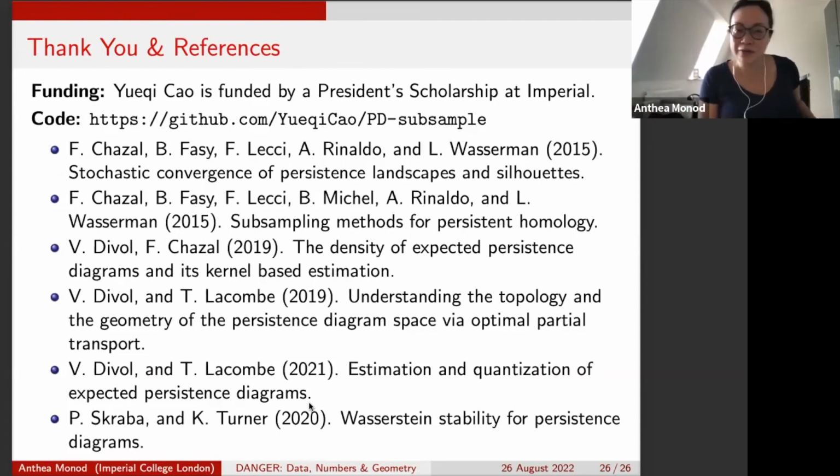There's code available if you want to use this. If you ever have a data set that's too big to compute persistent homology on and you want to use our approach, there's code available that you can download and use.